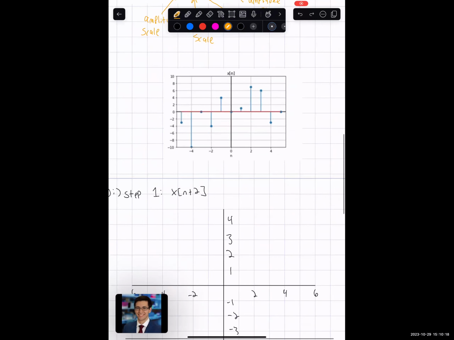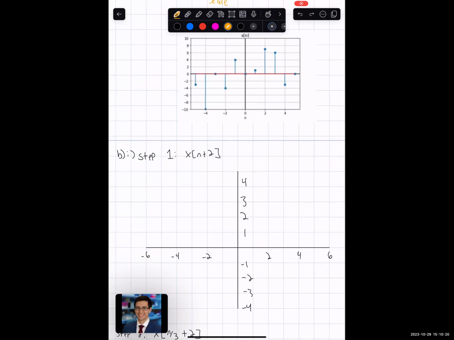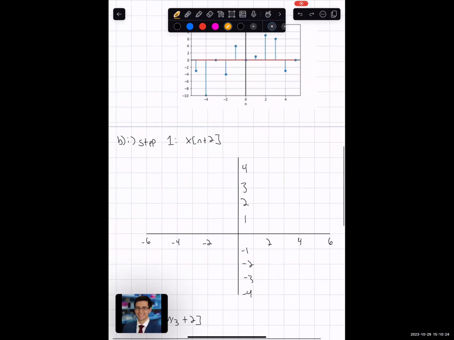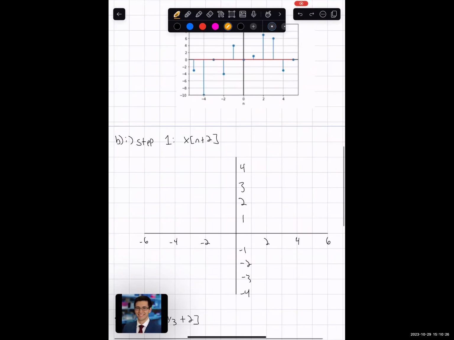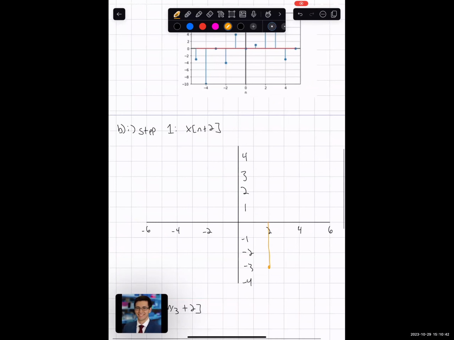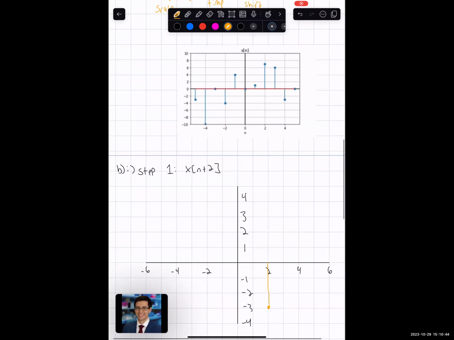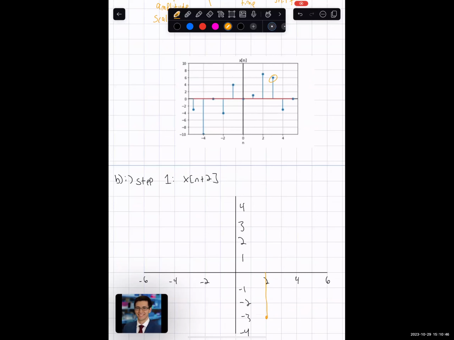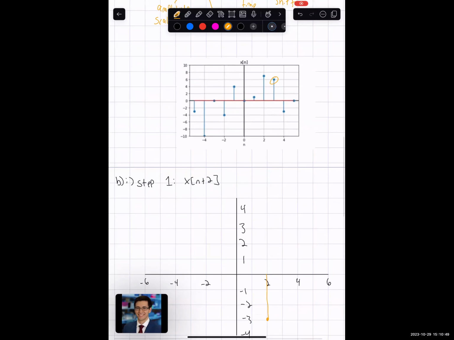So let's start just trucking away. We're basically going to copy this entire signal, but we're just going to shift everything 2 units to the left. So you can just start from the right or the left, whichever you prefer. So we have a lollipop at n equals 4, and its amplitude is -3. We're going to start here at 2, lollipop here.